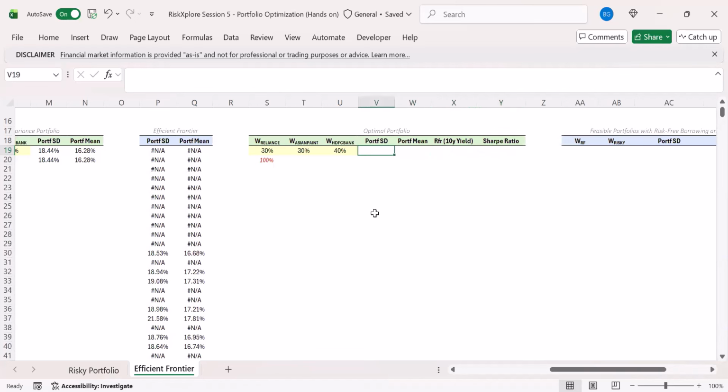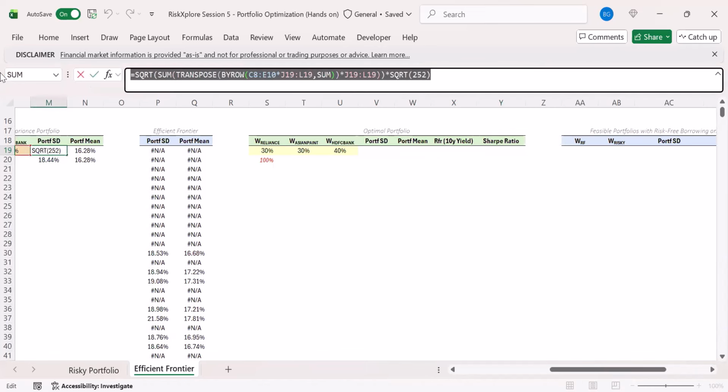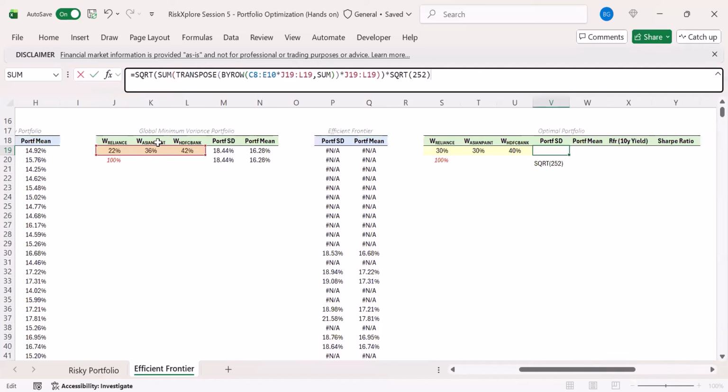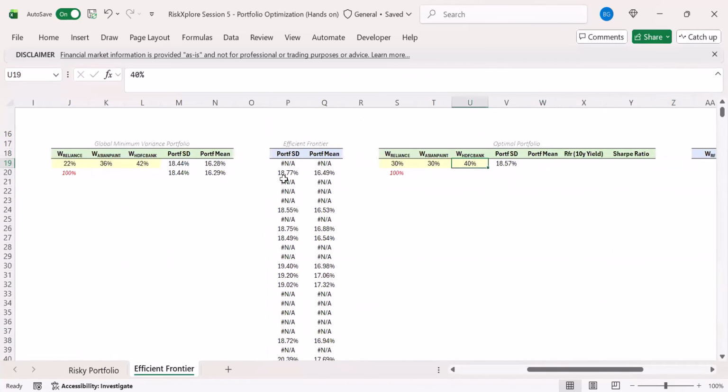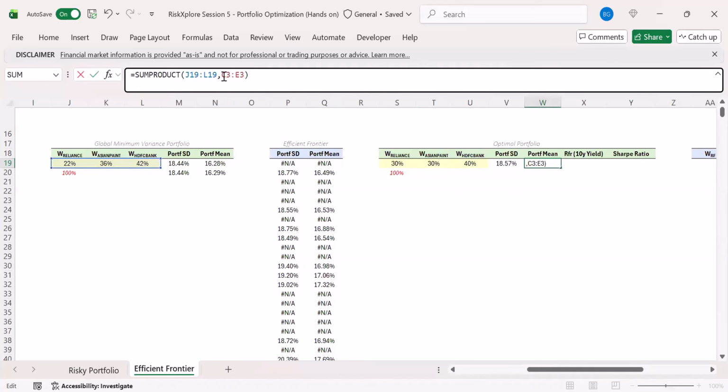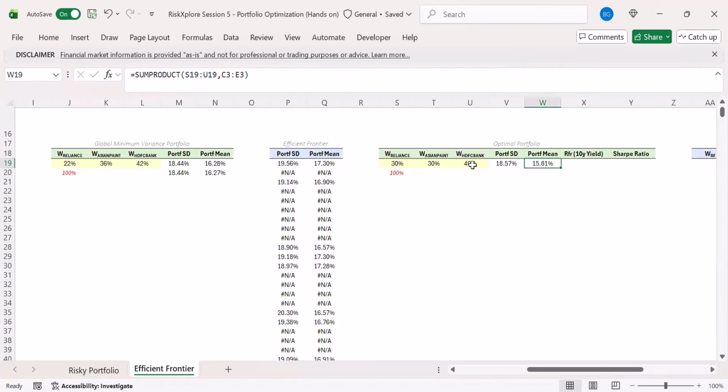So how do we find out portfolio SD? We can copy the same formula here, and instead of using these weights, we will refer to these weights here. And similarly, instead of referring to these weights, we can refer to these weights here. So we have the portfolio SD assuming that these are the weights that we use. Similarly, we will find out portfolio mean as well. Copy this for portfolio mean. So for portfolio mean, we will refer to these weights now, right? This is the portfolio mean assuming these weights.